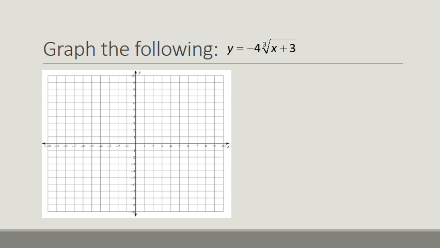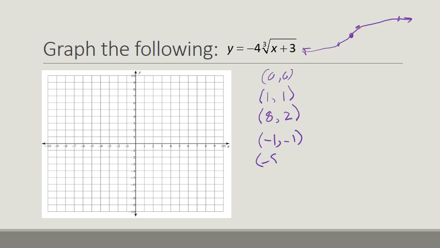So normally we start at 0, 0, right? And this is how I look at graphing it. If I start at 0, 0, and then I'm going to go up 1 and over 1, down 1 and over 1 this way, and then it looks like this. So I'm going to translate the points of 0, 0, 1, 1, 8, 2, and then -1, -1, and -8, -2.